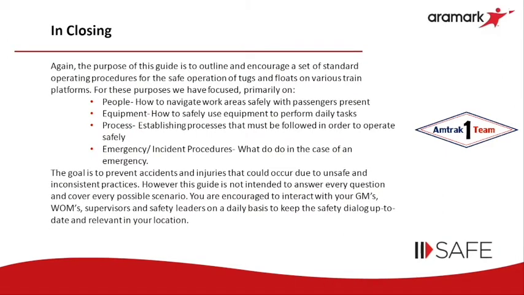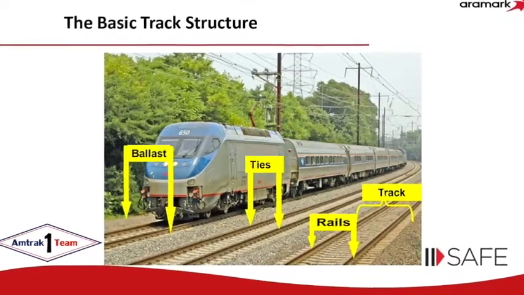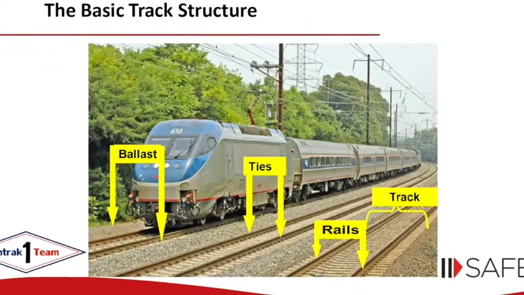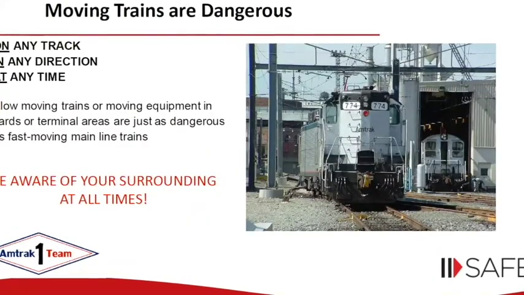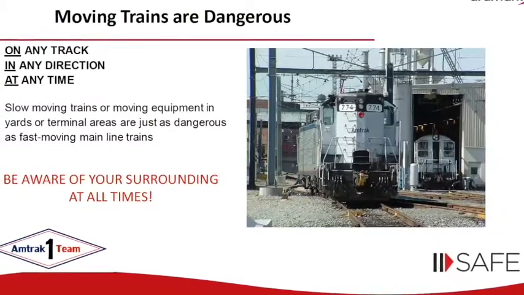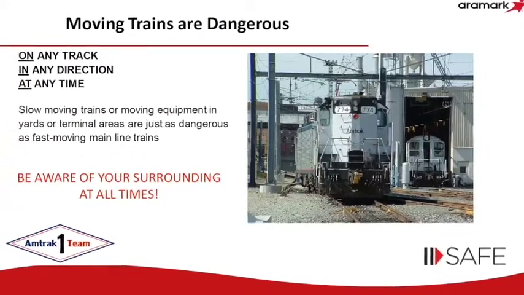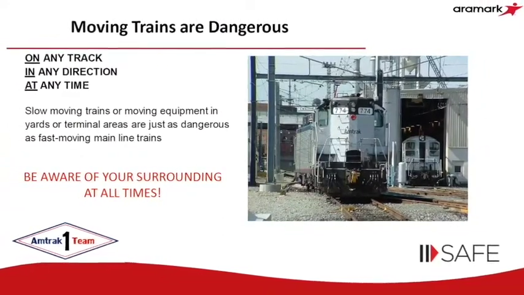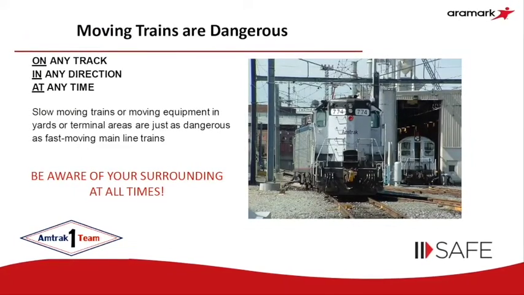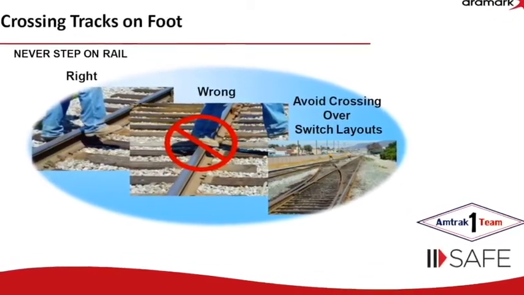The basic track structure. You've got ballast, ties, rails, and track. Moving trains are dangerous on any track, in any direction, at any time. Slow-moving trains or moving equipment in yards or terminal areas are just as dangerous as fast-moving mainline trains. Be aware of your surroundings at all times. Crossing tracks on foot. Never step on a rail. Avoid crossing over switch layouts.